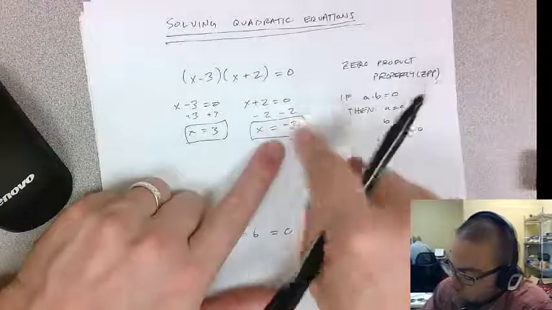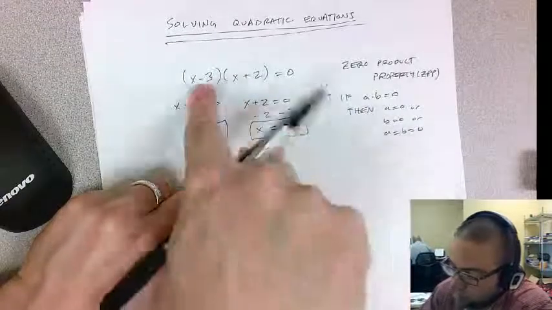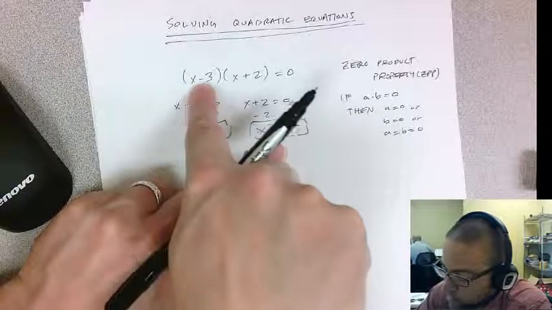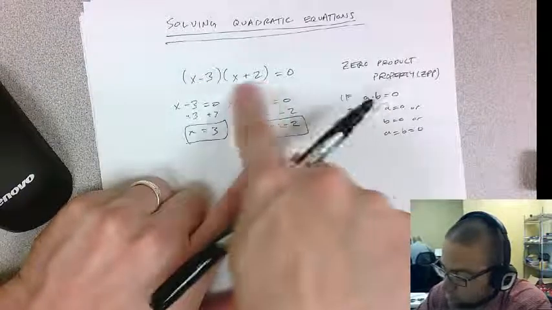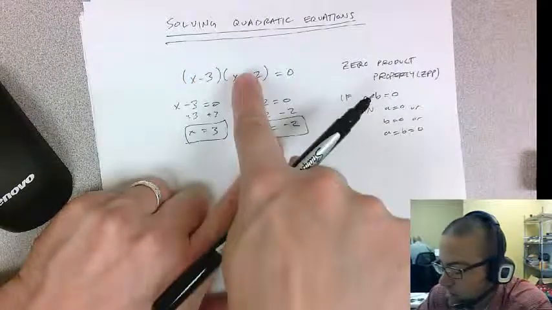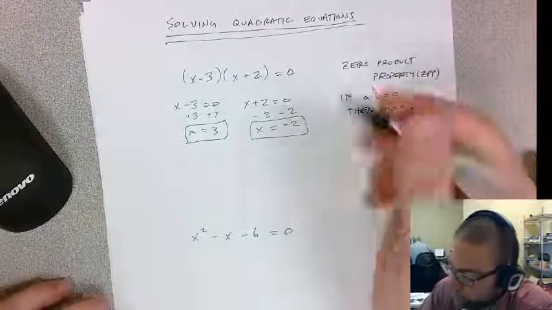That's true. Or I could put again negative 2. So negative 2 minus 3 would be negative 5, and then negative 2 plus 2, that'd be 0. So negative 5 times 0 would be also 0. So those two check out.